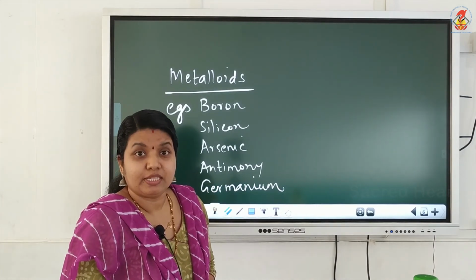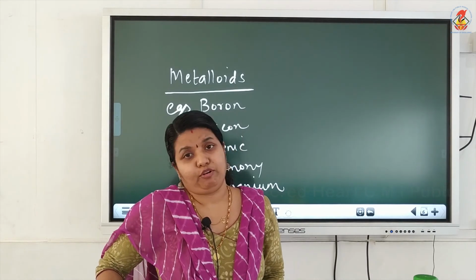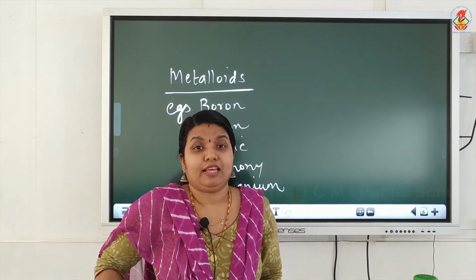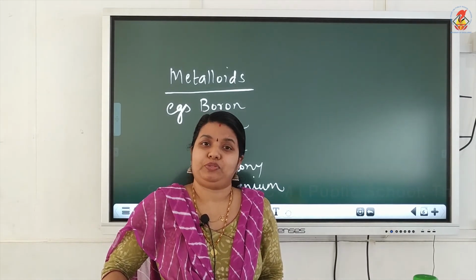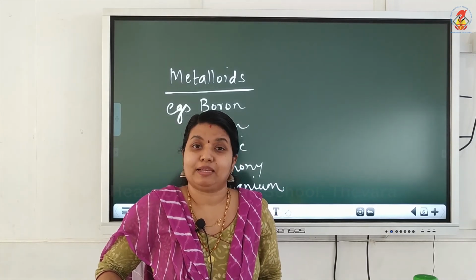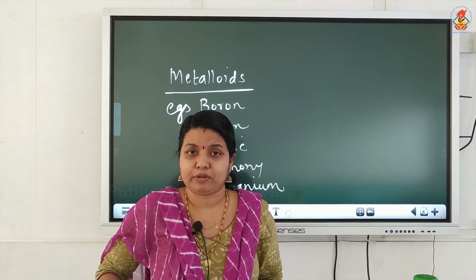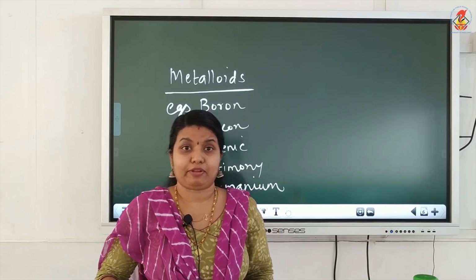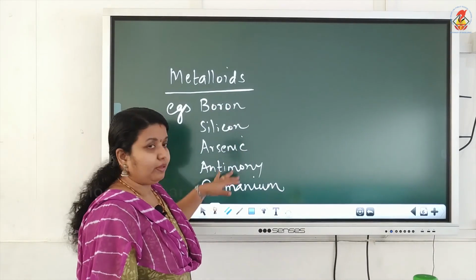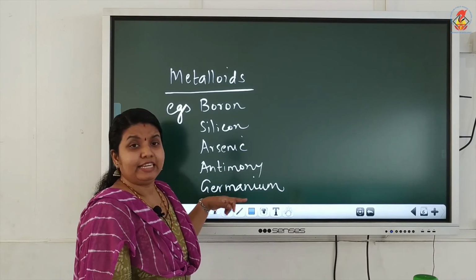What are metalloids? The elements which show the properties of both metals and non-metals, or we can say that they have intermediate properties between metals and non-metals. Some properties are similar to metals, some are similar to non-metals. We call them as metalloids. 5 examples you have to learn. There are 2 more. Total 7 metalloids are there. Time being you learn only 5: boron, silicon, arsenic, antimony and germanium.